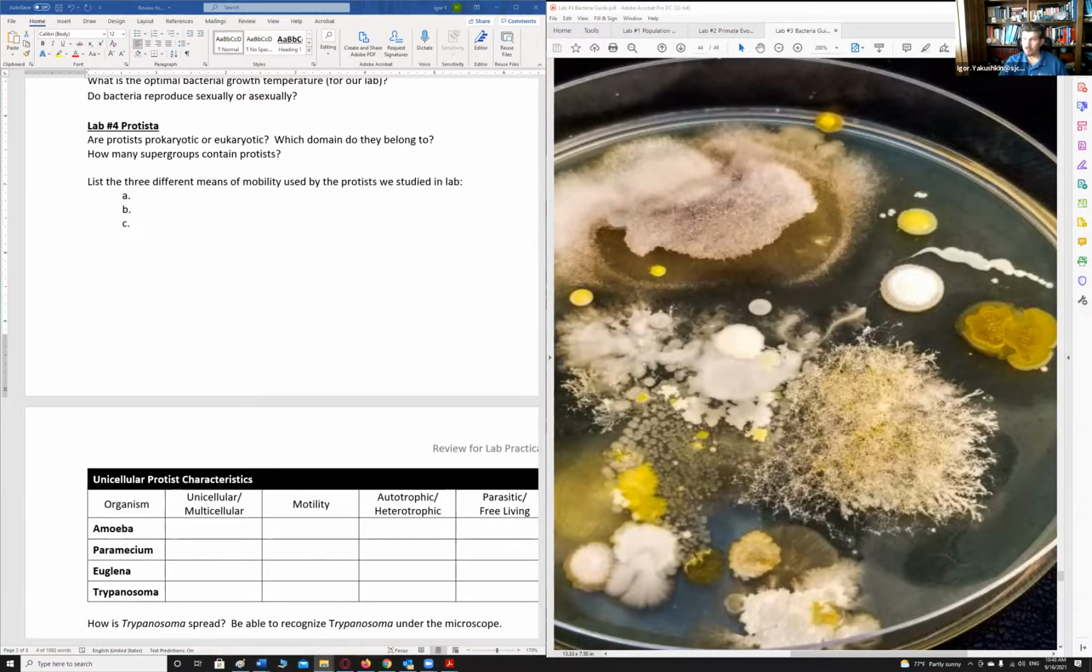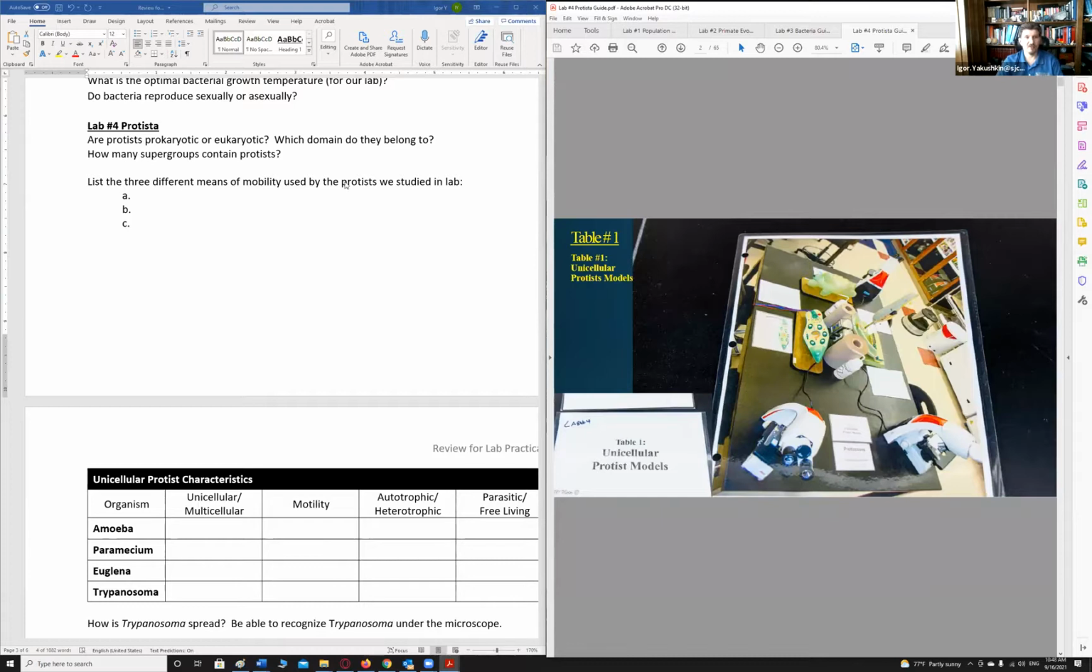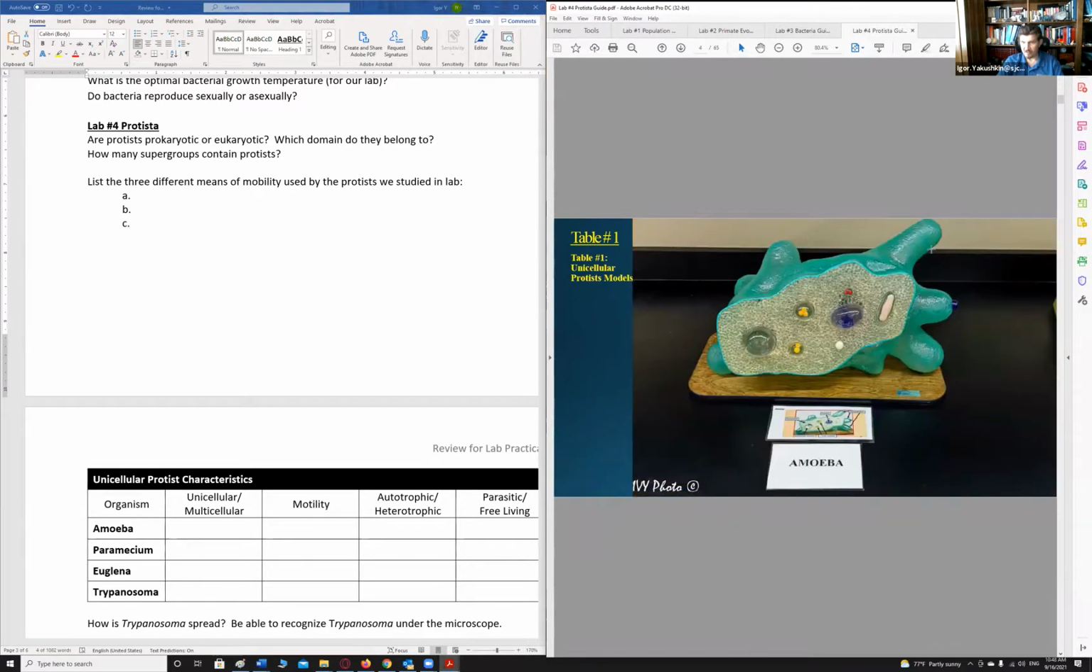Lab 4 are protists, and in the protists we have 3 different means for locomotion: flagella, pseudopods, and cilia right here. So here we have amoeba, which produces the pseudopods, and within the protist, now it's a eukaryotic cell, unlike the bacteria. So it has the nucleus, right? It will have mitochondria, definitely cytoplasm, definitely cell membrane, and that one would be a contractile vacuole.